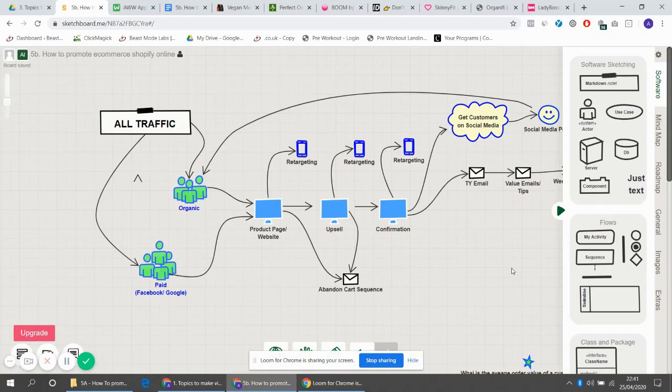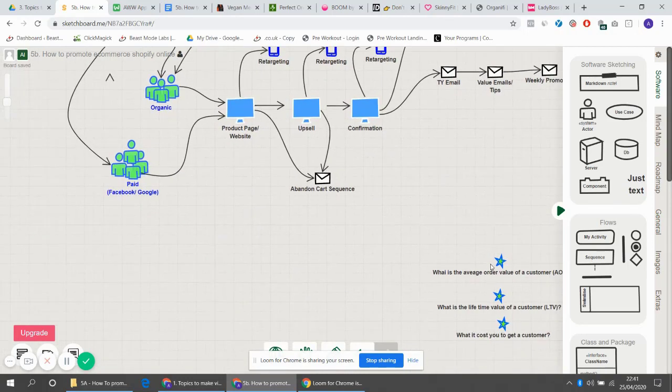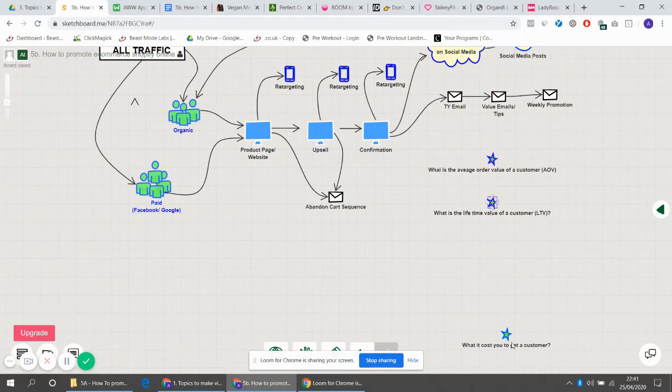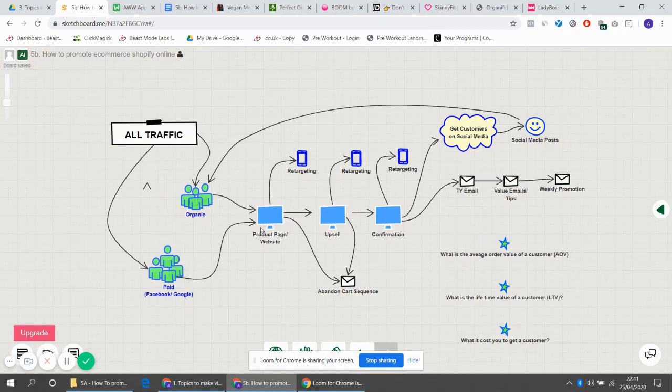Now, having this in mind, let's ask a few questions. What is the average order value? What is the lifetime value of a customer? And what is the cost to get a customer? These numbers are extremely important, because if you're optimizing your site, like what we have discussed previously in the video, your average order value will increase. And if we are doing all these things in the funnel, like email marketing and putting them into our social media site, your lifetime value of a customer is increasing.